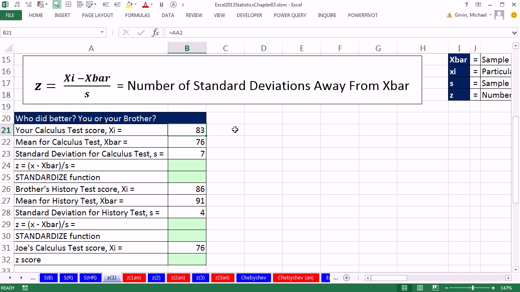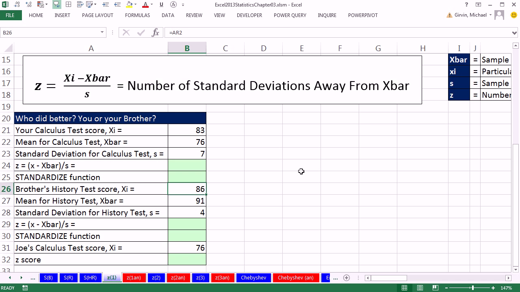Here's you. You got 83 on your calculus test. And your brother comes home and goes, ha, I got 86. Well, immediately you say, yes, but did you do above average or below average? That's where Z comes in. So we know the mean was 76 for your test, and you got 83. Well, just visually, we can see, hey, you're above average. Oh, look at this. The mean was 91. Your brother got 86. So visually, we could see that's below the mean.